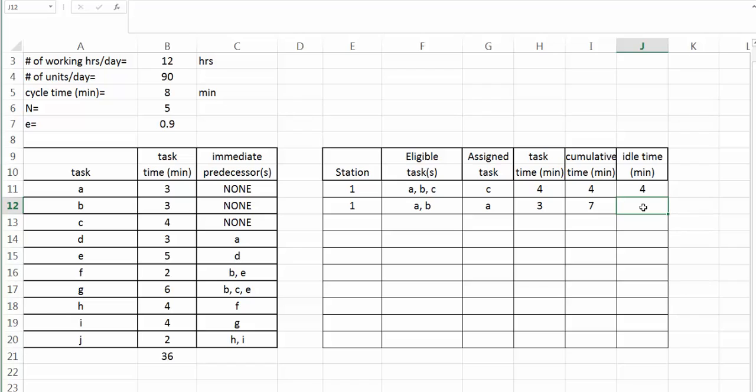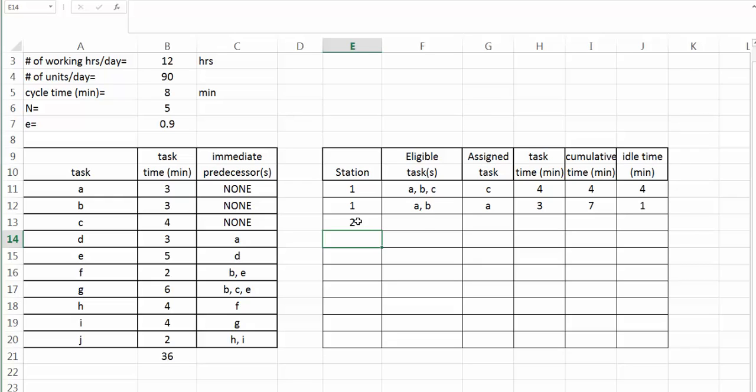How much idle time is left? Keep in mind, 8 minutes are available, 7 minutes are taken, so idle time will be only 1 minute. After that, we can no longer assign any other task to station one because it has only 1 minute left. Now let's switch to workstation two.